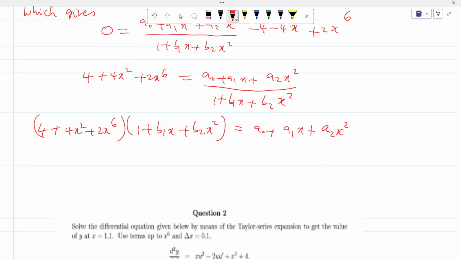Right, so if we multiply out, 4 by 1 is 4. Right, so that gives us the constant term, and then plus we also have 4b1x. And then next we have 4b1, a3, and then x cubed. Four b2.